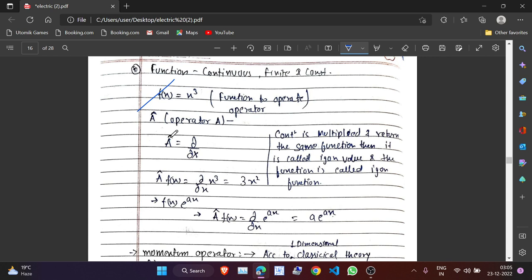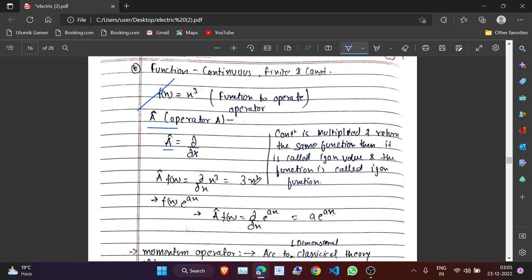So if we are talking about an operator A, let's say A is a vector or anything, we denote it as A cap. A cap is equal to d upon dx, basically. So A cap of f(x) is d upon dx of x cubed, which is the differentiation, equal to 3x squared.